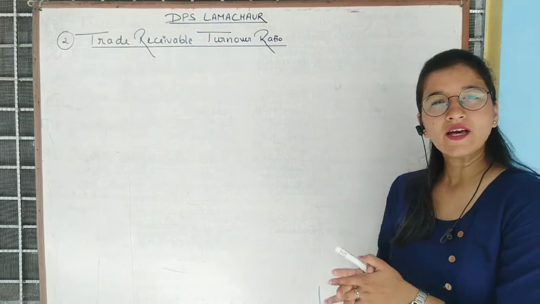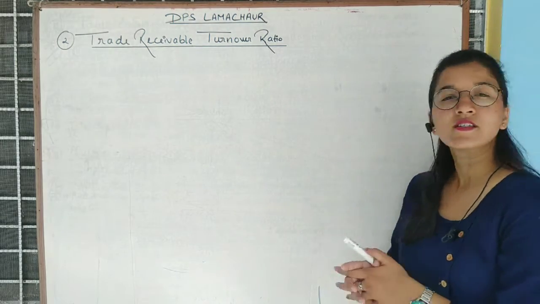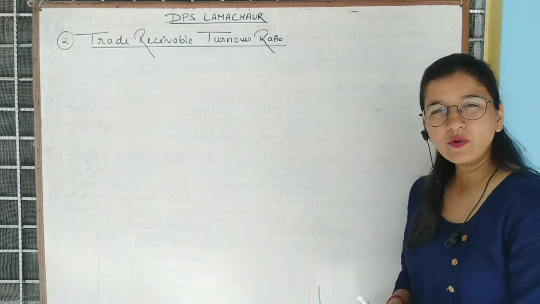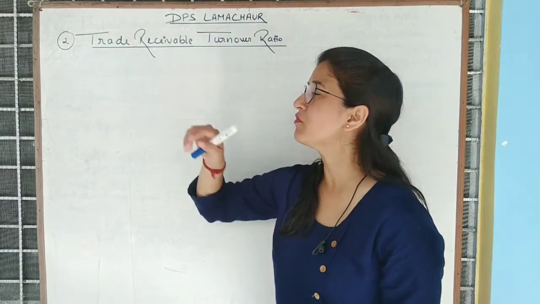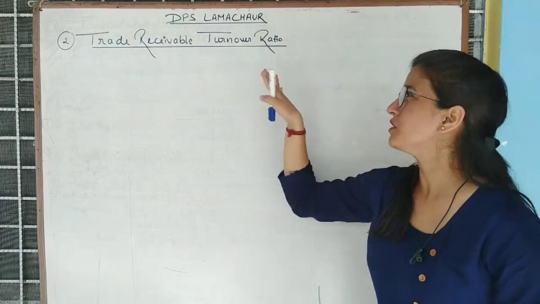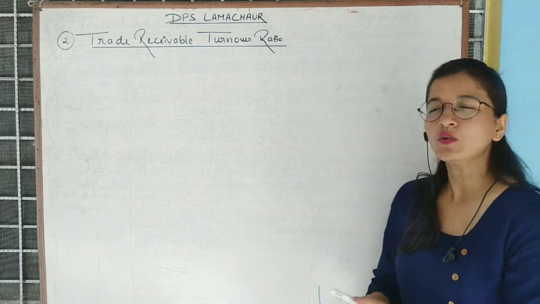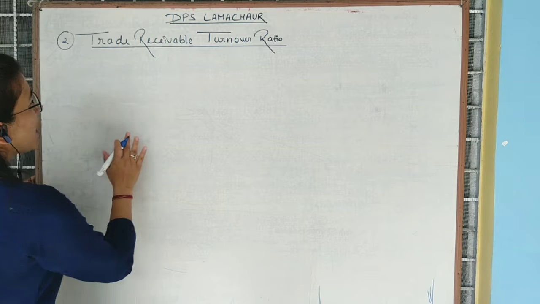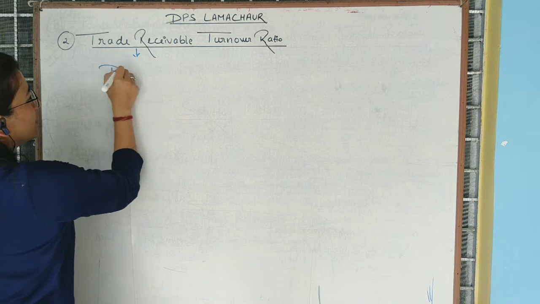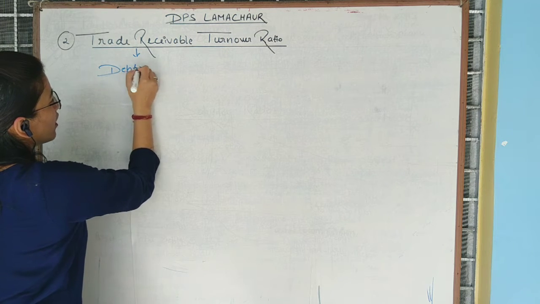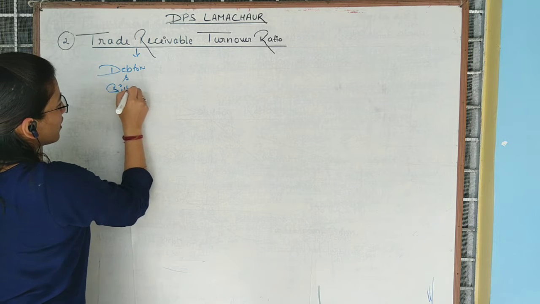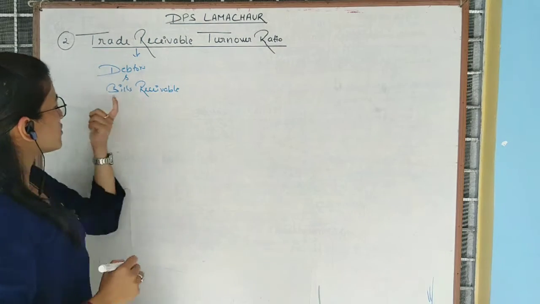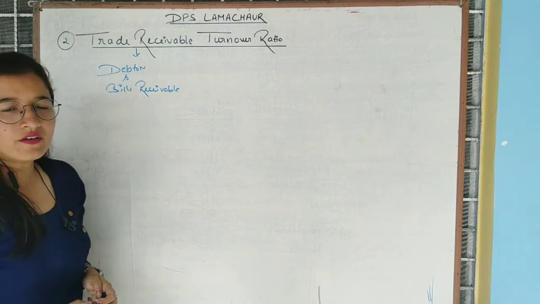Hello everyone. As in the previous session, we have discussed the first type of turnover ratio, which was inventory turnover ratio. Now in this session, we will be discussing the second type of turnover ratio, which is trade receivable turnover ratio. So as we know, trade receivables is a current asset. It is included in current assets, and trade receivable includes debtors and bills receivable. So these two terms are included in trade receivables.